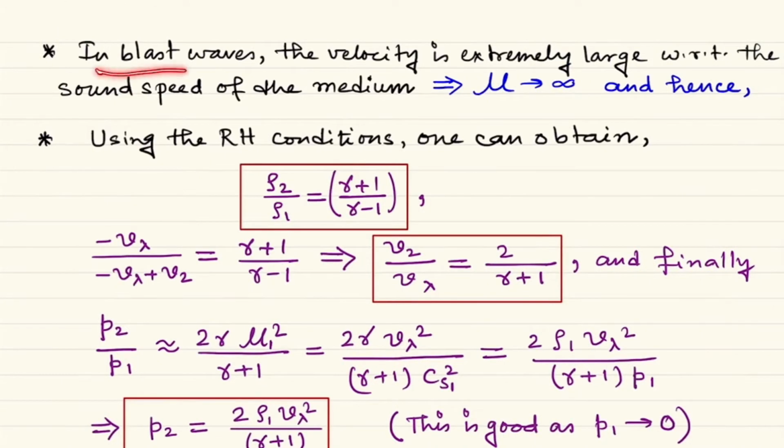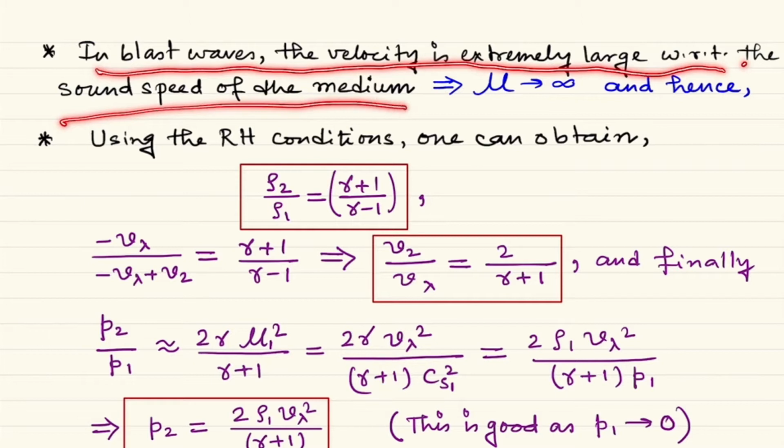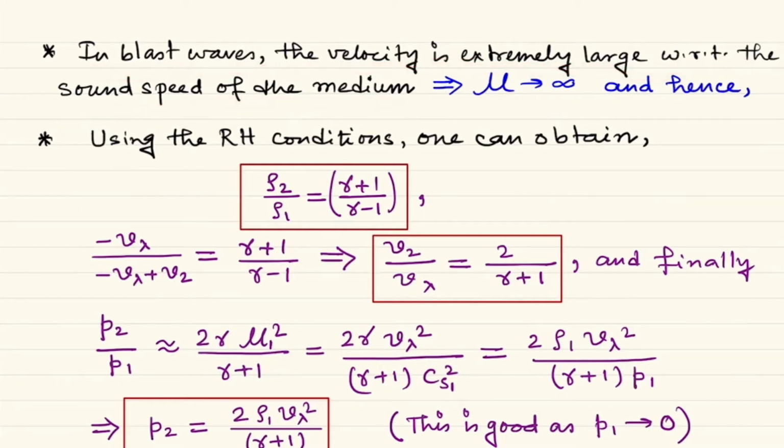Now in blast waves, the velocity is so large with respect to the sound speed of the medium. You can do some estimate and check, and just remember that the velocity was 10 to the power 4 kilometers per second, and 10 to the power 4 kilometers per second means 10 to the power 7 meters per second. So this is not very far from the relativistic domain.